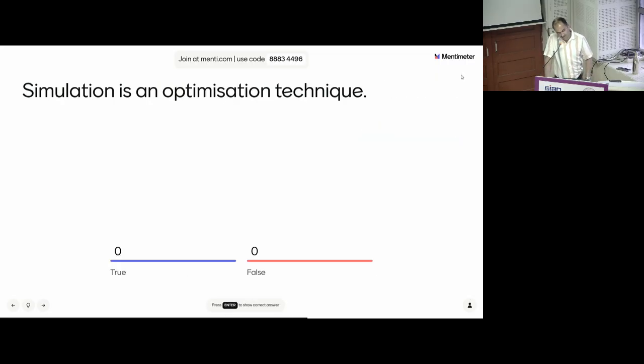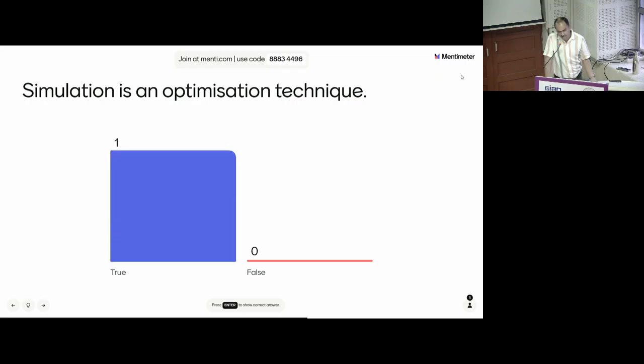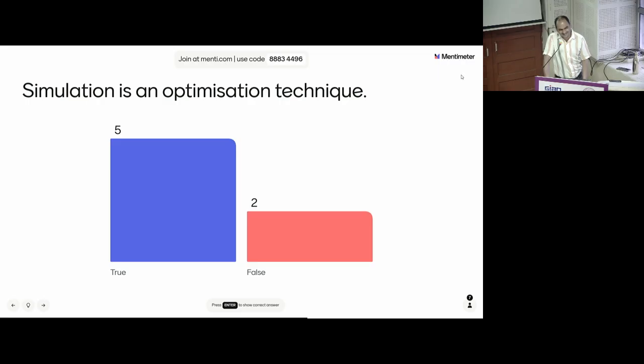Simulation is an optimization technique. As I said, it is not basically an optimization technique, but nowadays I know some hybrid techniques are there. You can use those techniques to optimize with the help of simulation as well. But basically the fundamental purpose of simulation is to understand a complex system, which you cannot understand or analyze using your optimization methods.